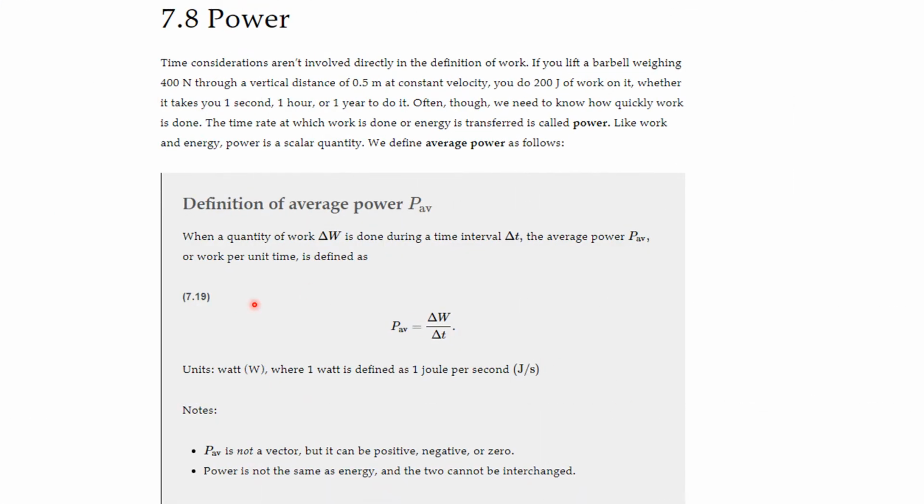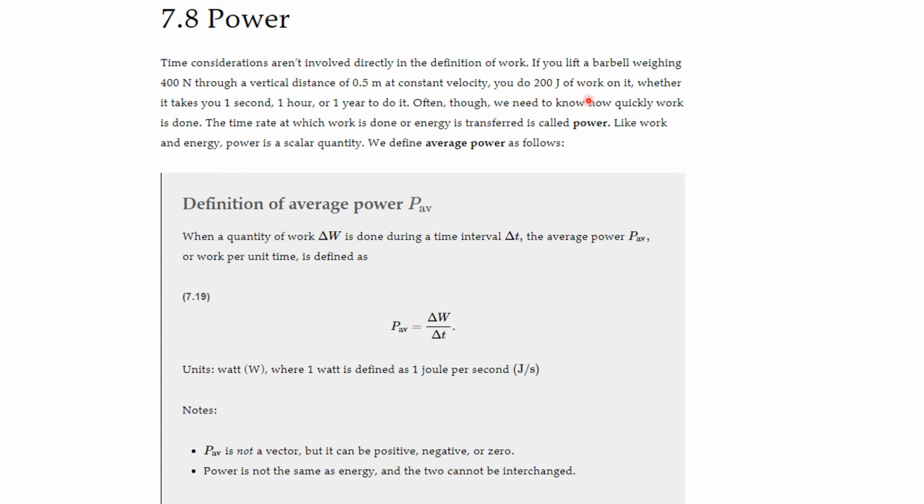We now turn our attention to a different concept, which is called power. You see, time considerations aren't involved directly in the definition of work. They are involved indirectly, however. If you lift a barbell weighing 400 newtons through a vertical distance of 1/2 meter at a constant velocity, you do 200 joules of work on it, whether it takes you 1 hour, 1 second, or a year to do it.